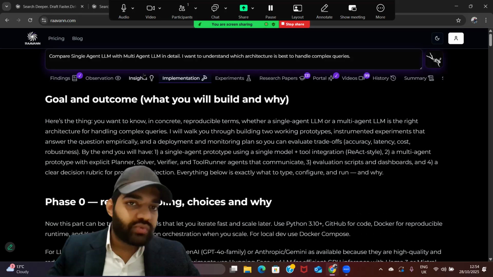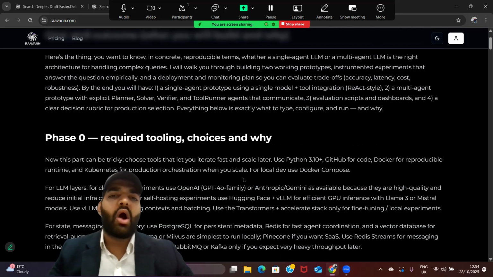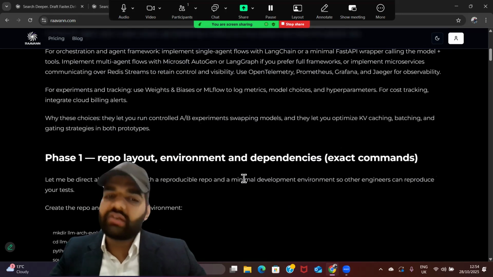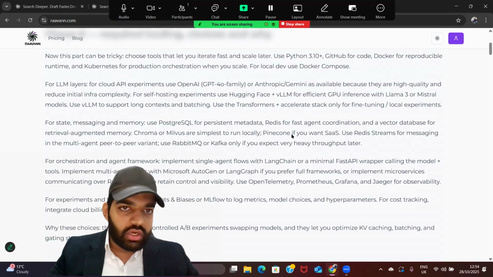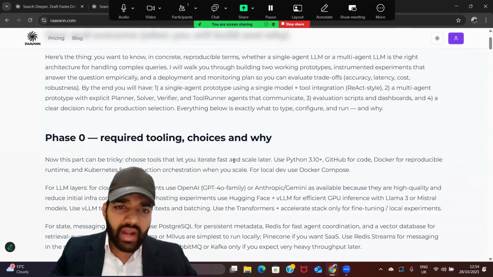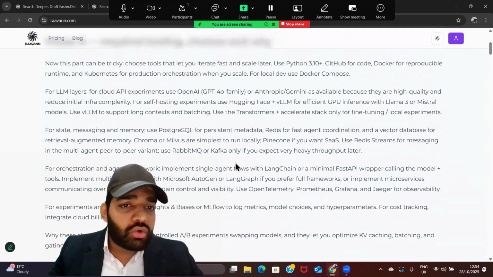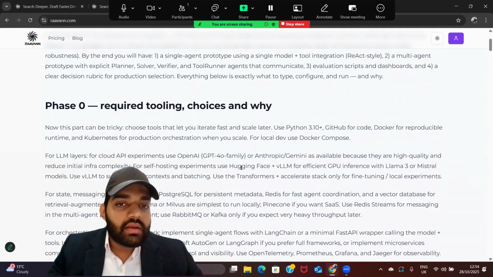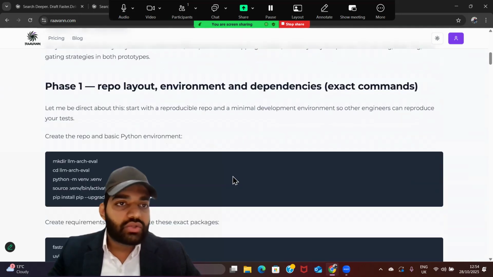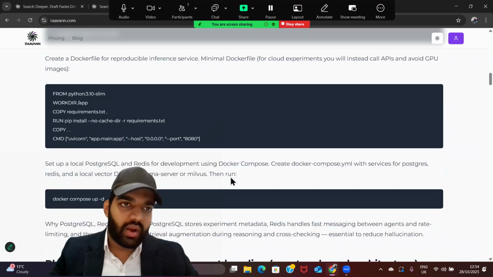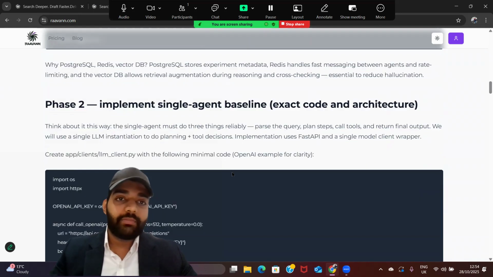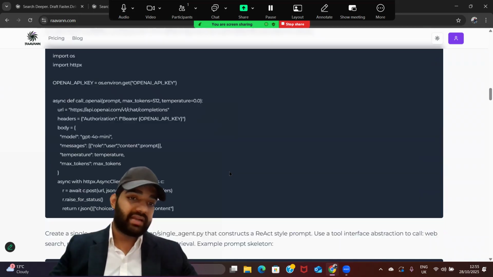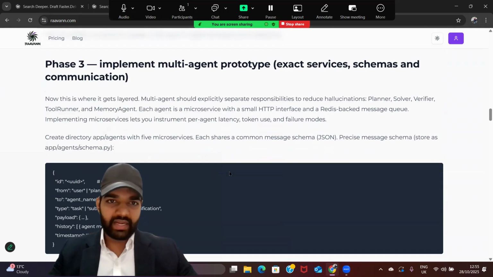And implementation, so those were insights. We also give implementation, like how you can build it. If you want to test it yourself, I'll tell you how you can build it. So this is, as you can see, the whole implementation, required tooling, choices, why, what tools would you require to build this, right? Like how can you compare it yourself? So phase one, what code would you require? What functions would you require? What libraries would you need? Phase two, single agent baseline, implementing single agent, implementing multi-agent.